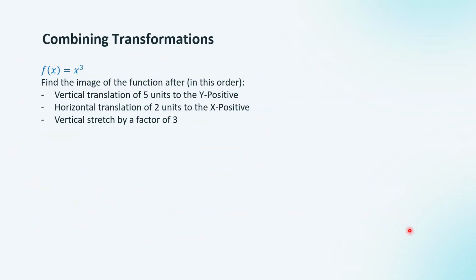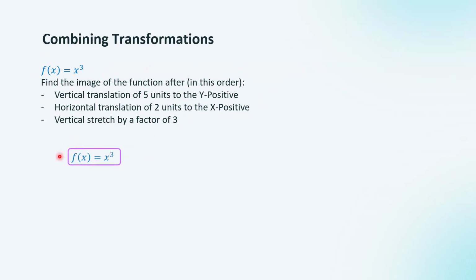Right, now let's try to see some examples in the case where we combine the transformations. So we have f of x equals x cubed, and we need to find the image or the transformed function after, in this specific order: first, vertical translation of 5 units in the y positive direction. Second, horizontal translation 2 units in the x positive direction. Third, vertical stretch by a factor of 3. Let's try to see one by one, shall we?